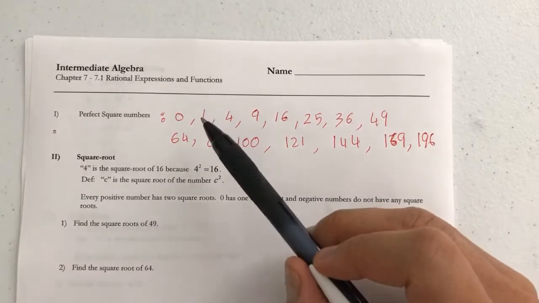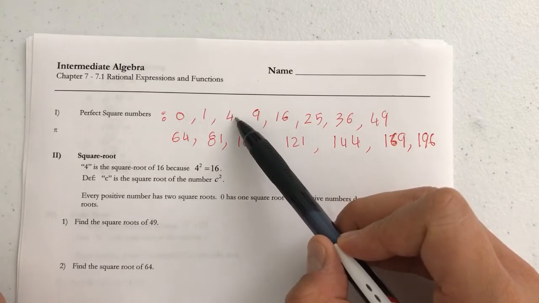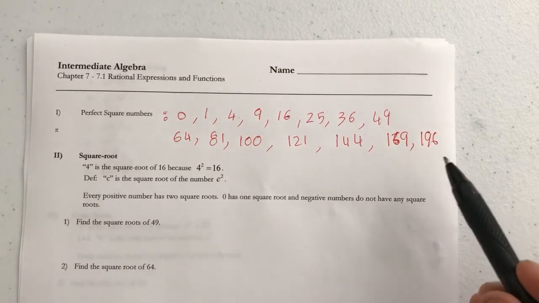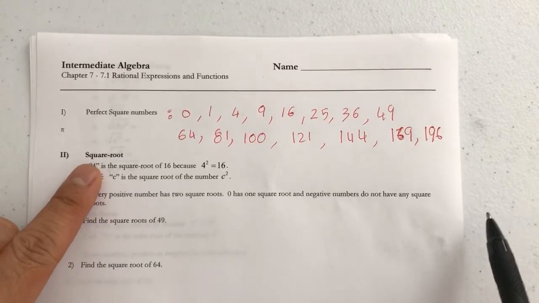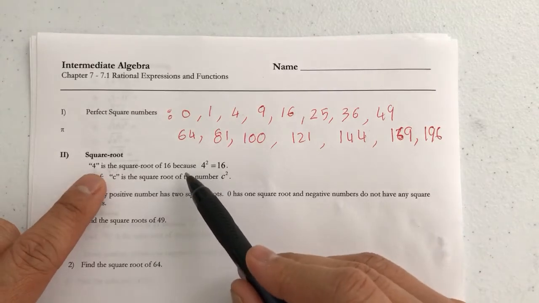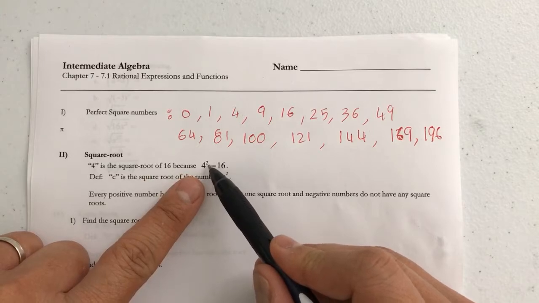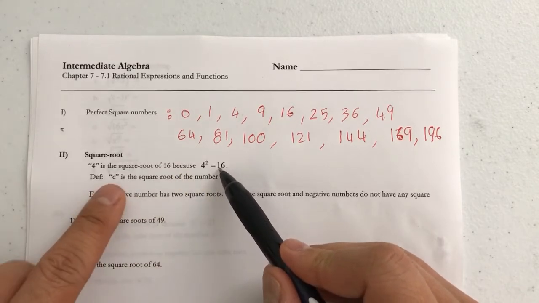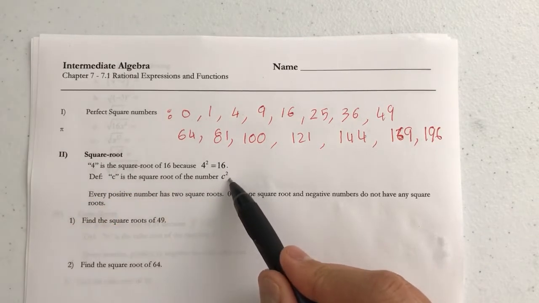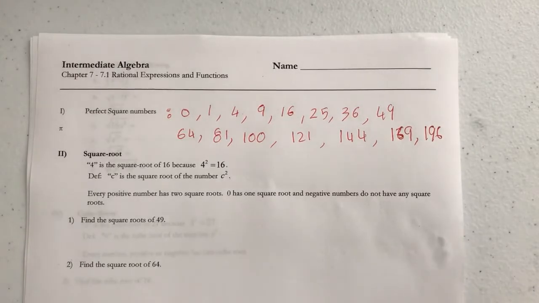How did we find perfect squares? Take the number 0 squared, take the number 1 squared, take the number 2 squared, take the number 3 squared, and so on and so forth. So perfect squares are needed because our next concept is how to find the square root of a number. So we say that 4 is the square root of 16 because 4 squared gives you 16. By definition, c is the square root of the number c squared. So whatever c squared turns out to be, c is the square root of it.